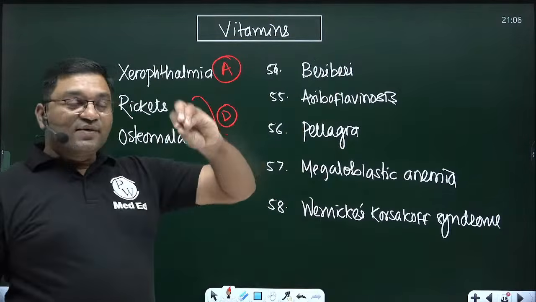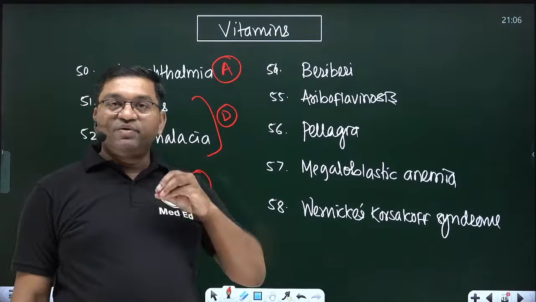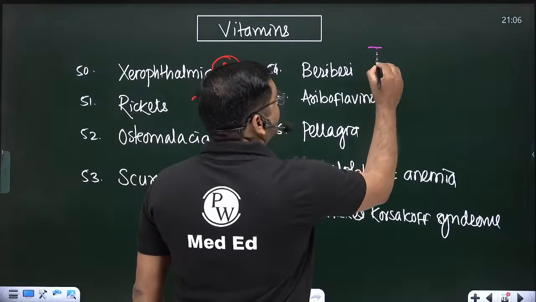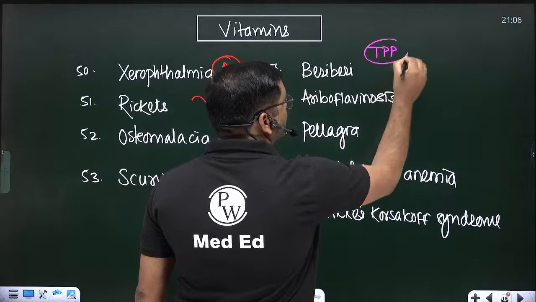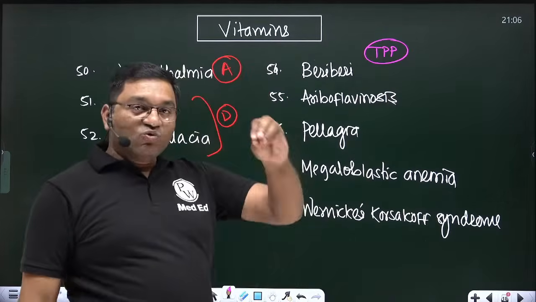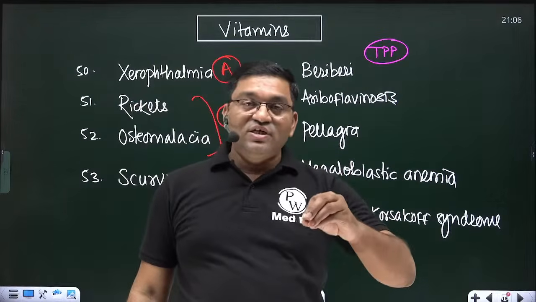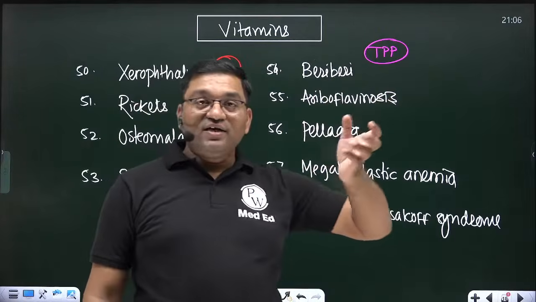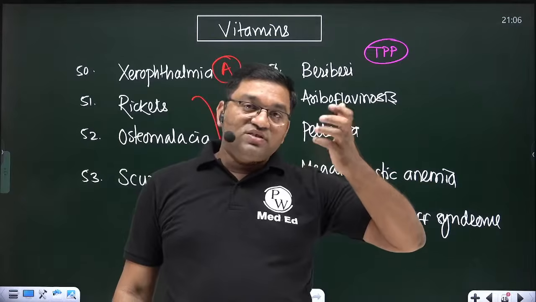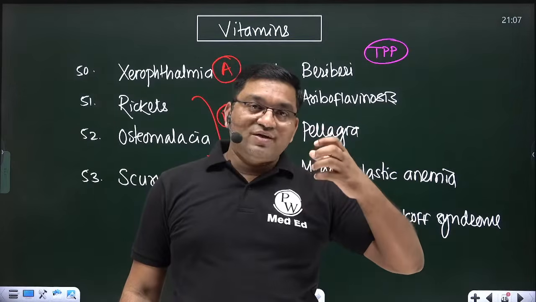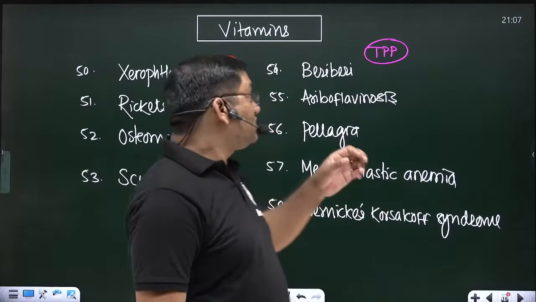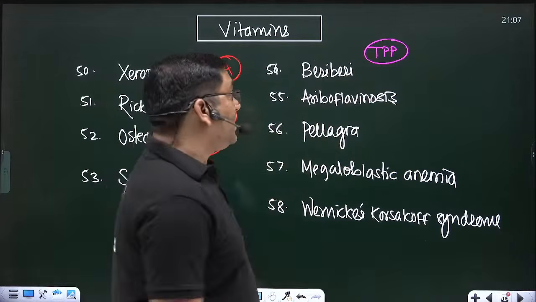Beriberi. There are three types of beriberi: dry beriberi, wet beriberi, and infantile beriberi. Thiamine pyrophosphate is the active form of thiamine. Thiamine is present in the outer layer of whole grains. So polishing removes the thiamine, and when we consume polished rice as a staple diet, it causes beriberi: dry, wet, and infantile beriberi.